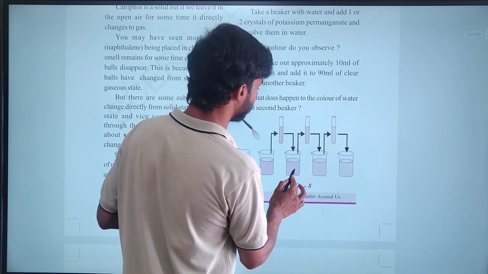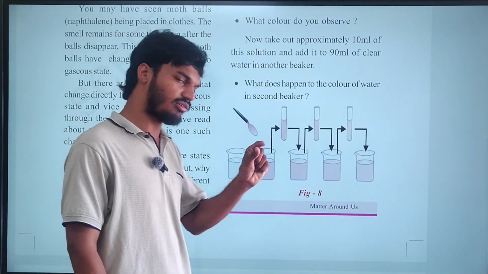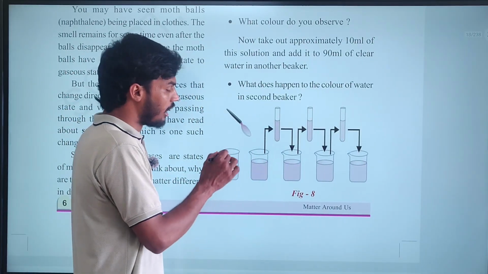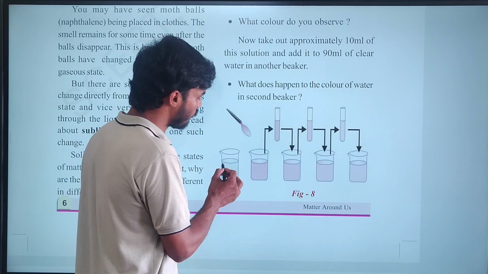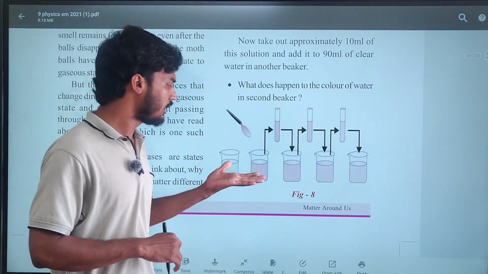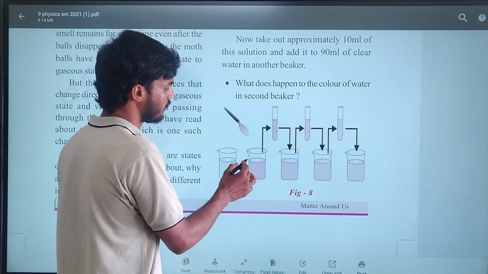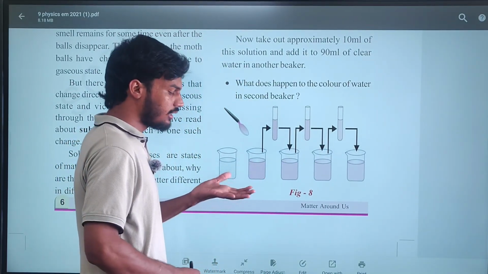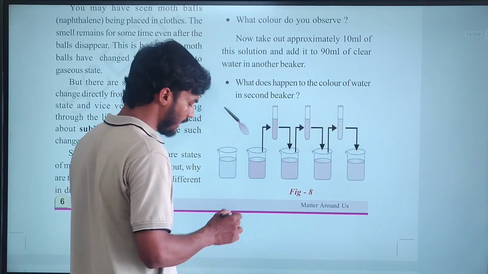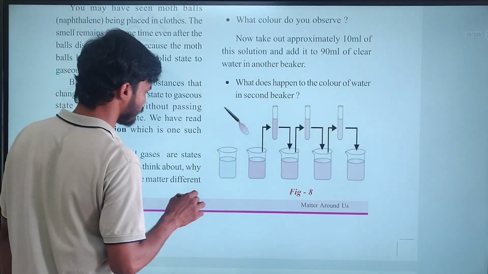Look here, this image. Take the potassium permanganate, which is in the form of crystals, take 1 or 2 ml and dissolve in fresh water, 100 ml of fresh water. After dissolving, what happens? The water will get colored, light pinkish or darkish pink color. After getting colored, take 10 ml from this solution. Look here, I'm repeating, one second.